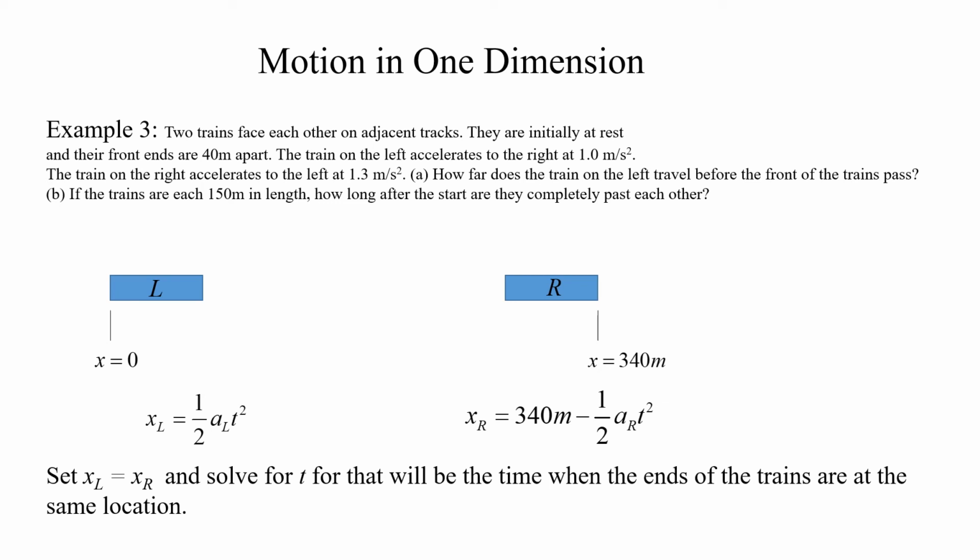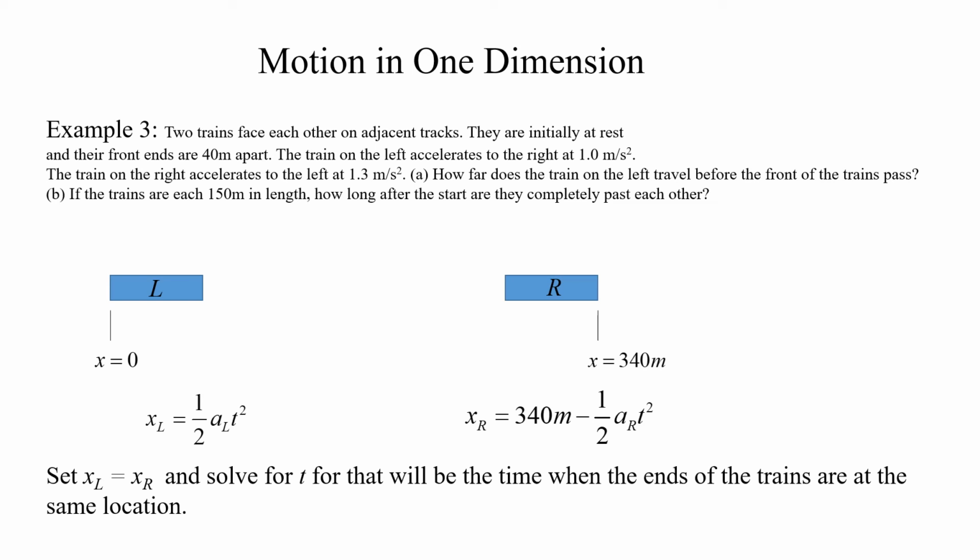Now remember, the trains are 150 meters long. So I've got 150 meters to go from x equals 0 to the front of the left train, plus another 40 meters to get to the front of the right train, plus another 150 meters to get to the back end of the right train. So 150 plus 40 plus another 150 gives me the back end of the right train at 340 meters.